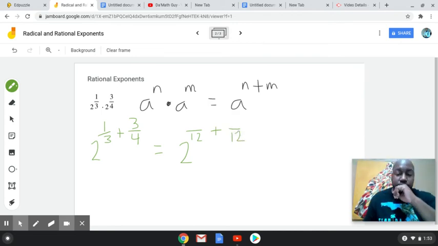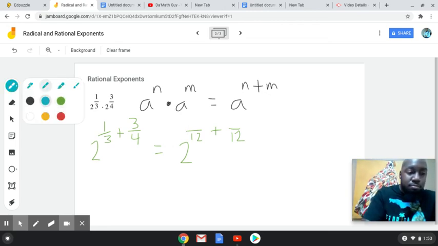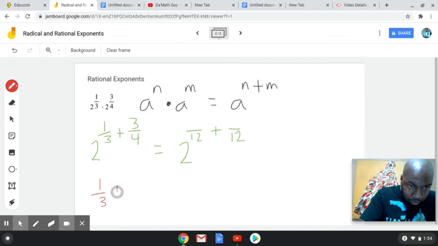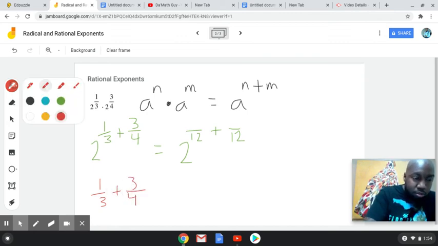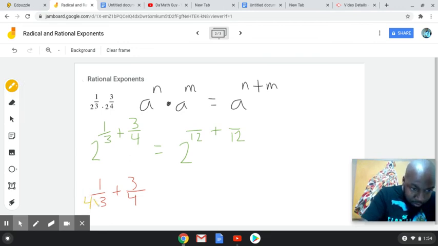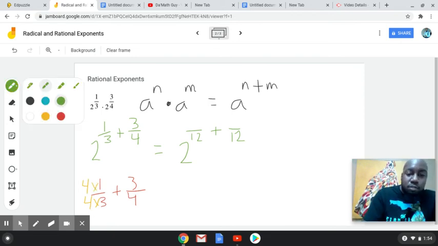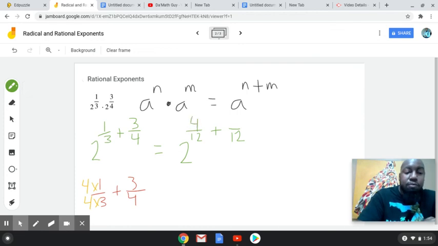Okay. What do you multiply 3 by to get 12? Well, that's 4. And whatever we do to the bottom, we also do to the top. Let me just write the actual fraction down here. 1 over 3 plus 3 over 4. And what we do is we multiply this by 4, that by 4 as well. So this became 4 over 12.